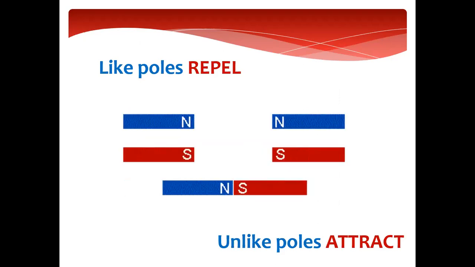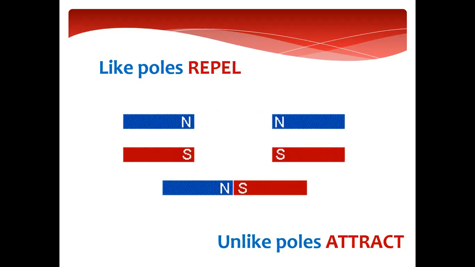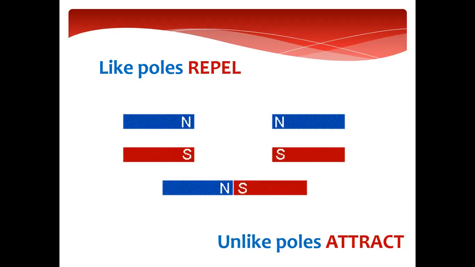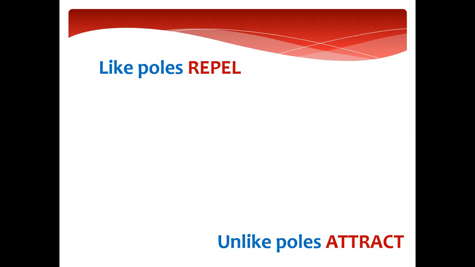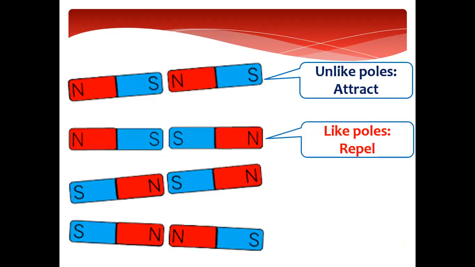And then there is another case, which is that unlike poles attract. What does this mean? That I will put the North Pole beside the South Pole. These are opposite poles, two opposite ends, so they will be attracted and stuck to each other. So like poles repel means they are not attracted, not stuck to each other. And unlike poles will be attracted, stuck to each other. Those are the examples we took together. Those are unlike poles, so they will attract. Like poles will repel. Unlike attract, and like repel.